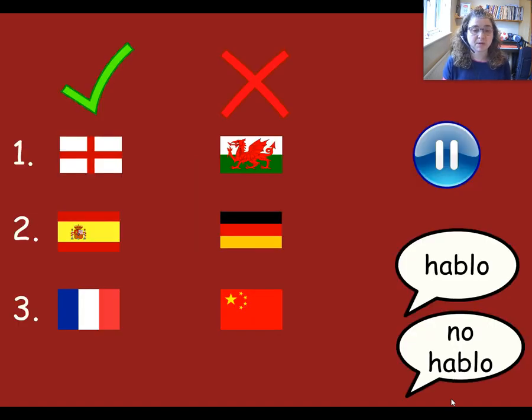So here are 3 people telling us a language they do speak and a language they don't speak. What I'd like you to do is to press pause, work out the sentences that they would say, of course, using pero for but, as well as hablo and no hablo, and then press play again when you're ready to go through the answers.